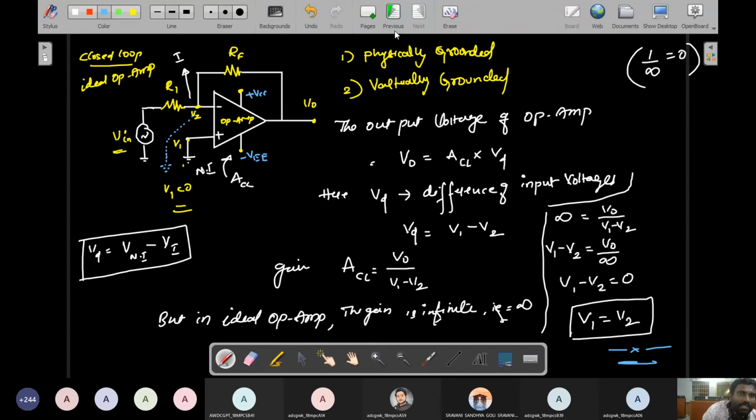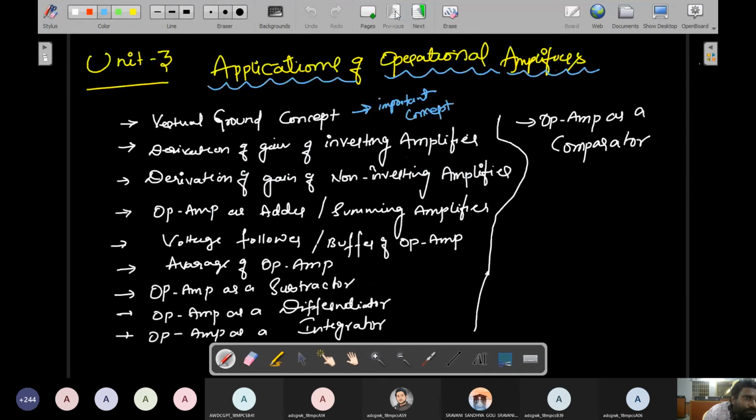So once again, note everybody, this is a very important concept. You must know the virtual ground concept perfectly, then only you can understand further derivations. You may note this dotted line. This dotted line represents the virtual grounding concept. Even though I am not giving any grounding to this terminal, the potential at V1 is always equal to the potential at V2. So if you take any value at V1, it is shown at V2 also. That is the virtual ground concept.